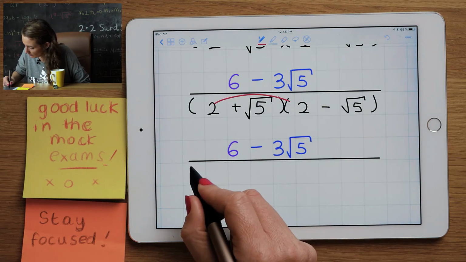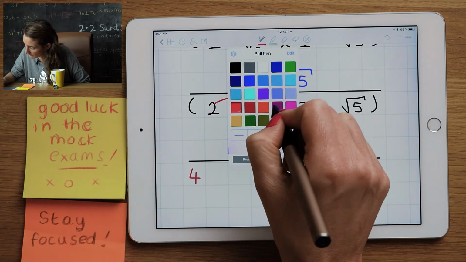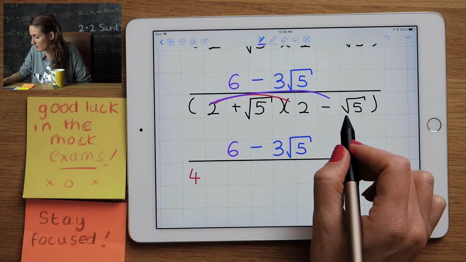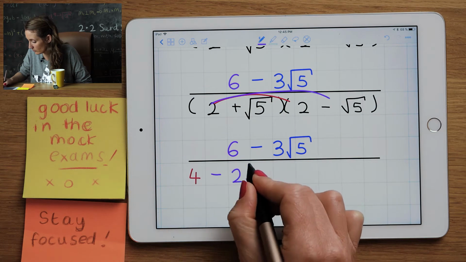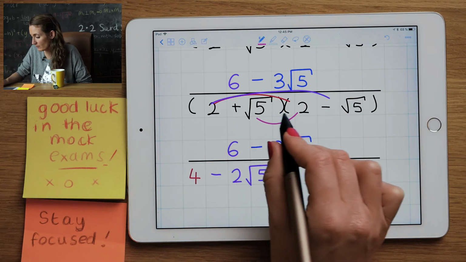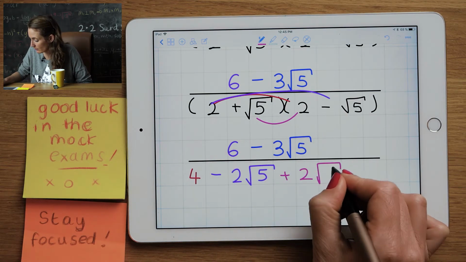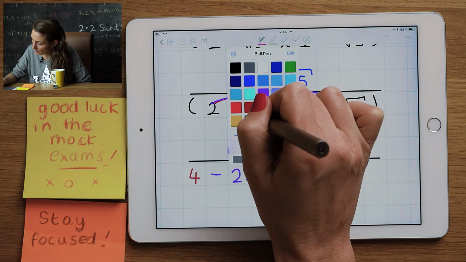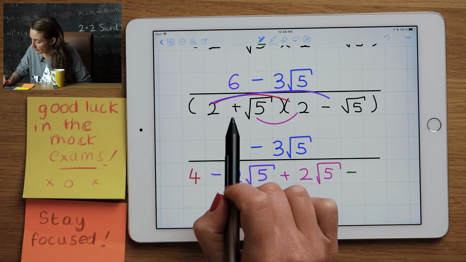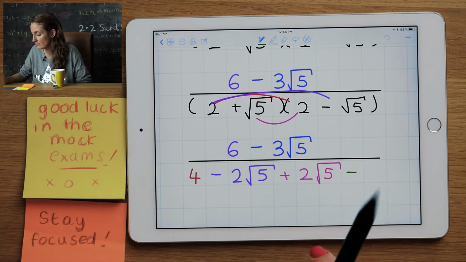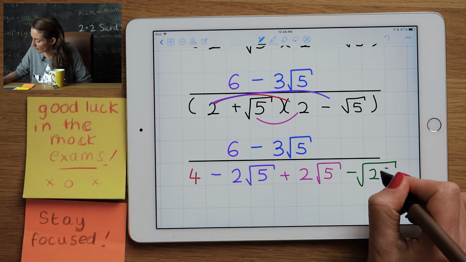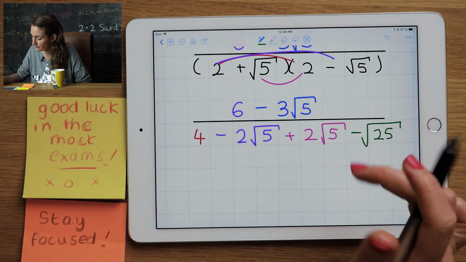So 2 times 2 is 4. 2 times minus square root of 5 is minus 2 square root of 5. Plus square root of 5 times 2 is plus 2 square root of 5. And the last one is going to be plus root 5 times minus root 5, which is minus. Remember, always do your sign first. Plus times a minus is a minus. Root 5 times root 5 is root 25, because 5 times 5 is 25.